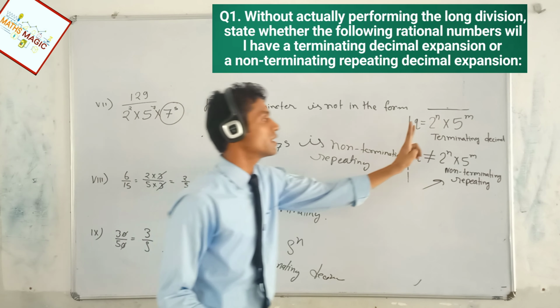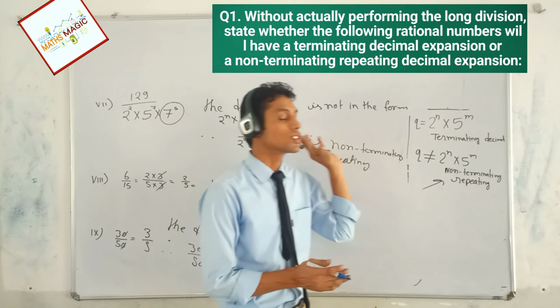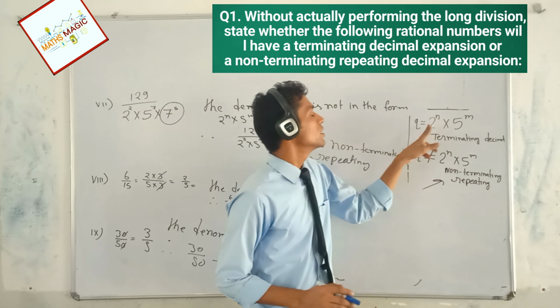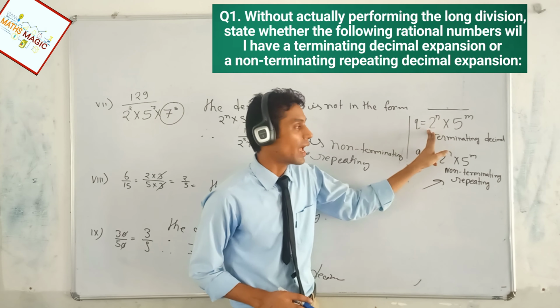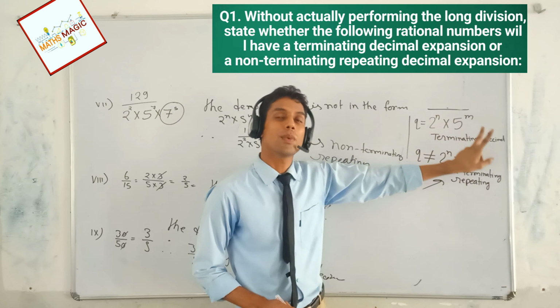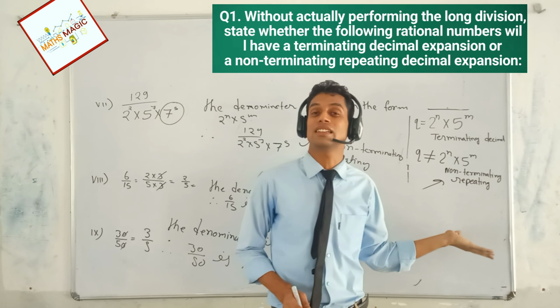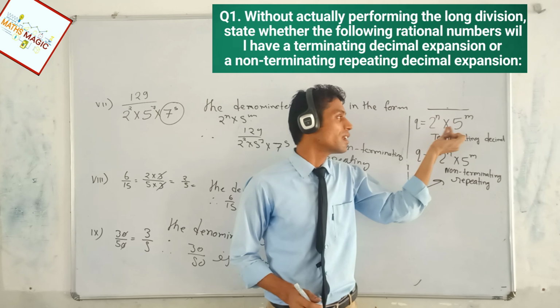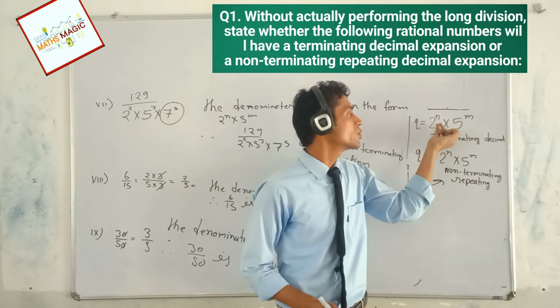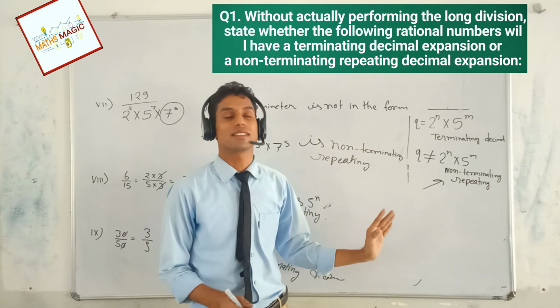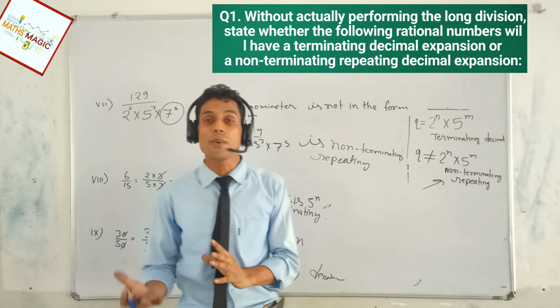Just remember two things that we learned from our theorem. If the denominator has only 2s, only 5s, or both, then it is terminating. Otherwise, if you get any other number except 2^n and 5^m, then it is non-terminating and repeating. So it is easy. I hope you understand.